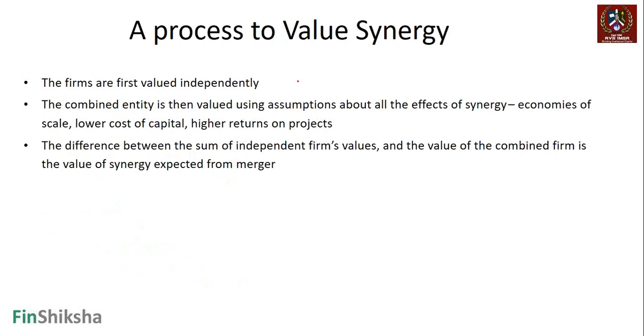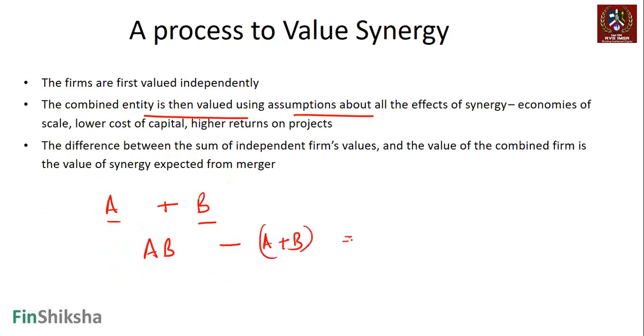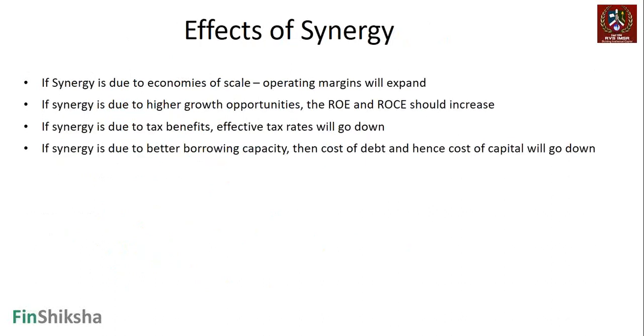So how do you value synergy? You first value the firms independently. So if there are two firms, A and B, you value them separately and then do A plus B. Then you combine the entity and value using all the assumptions around synergies. So you value AB, and the difference of AB minus A plus B is the value of synergy, right? That's basically what you are saying in terms of data.